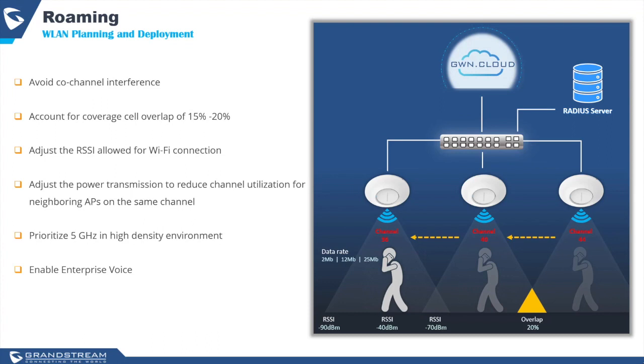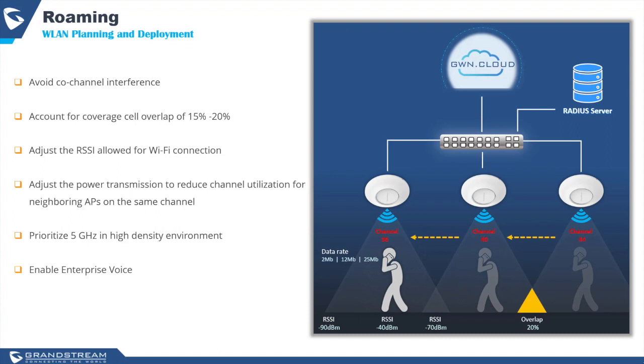In addition, in a multiple channel architecture, it is always recommended to have a coverage cell overlap between 10 or 15 to 20%. And this allows users to always have a strong signal from the access point.